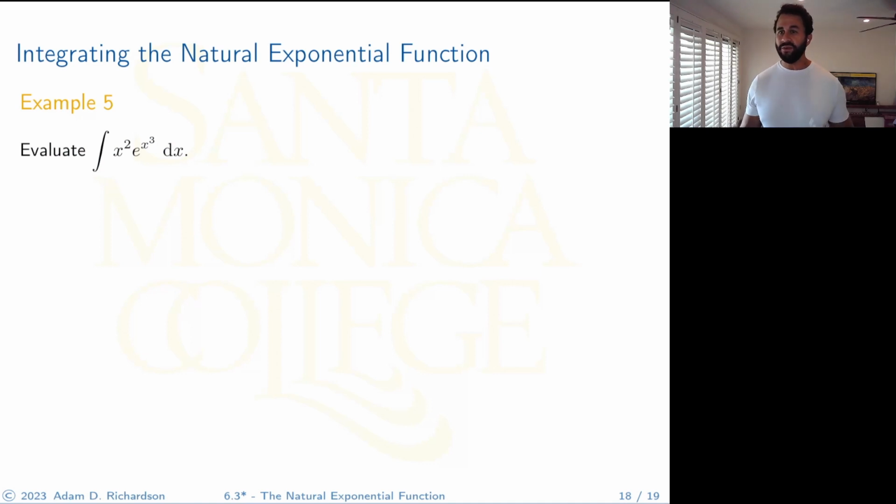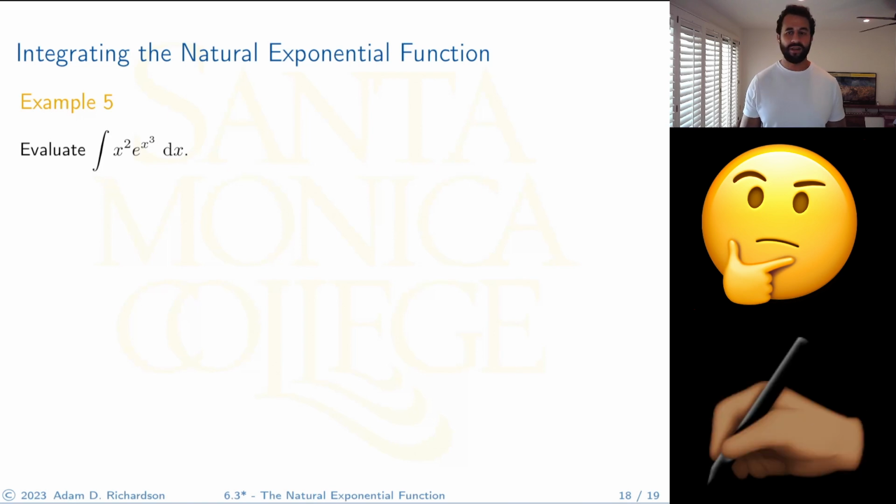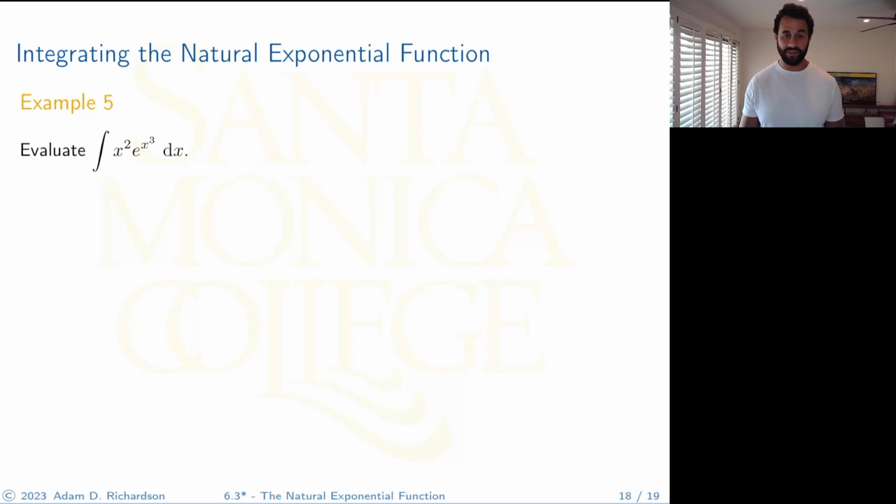Here's another one. I want you to try to do this integral on your own. Maybe you can kind of see what you're going to use first, but think about it for a minute. Say something out loud about how you will approach it, and then we'll do it together in a minute. All right, try to do it yourself. Okay, now let's do it together.